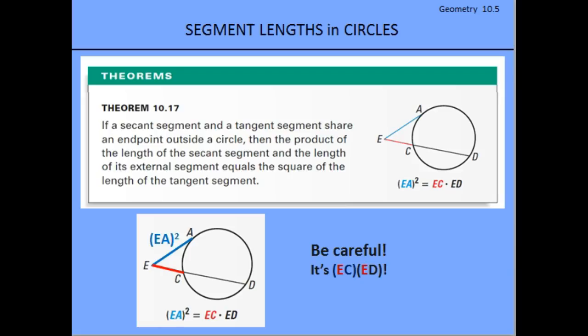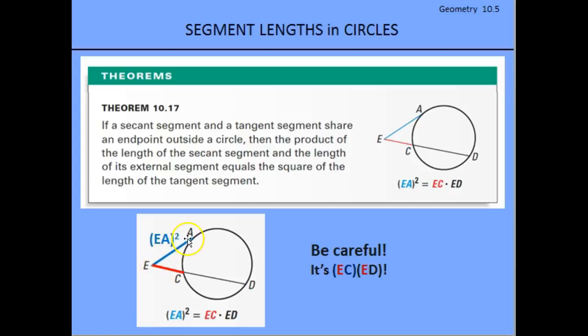Moving on. Another theorem, another rule. If a secant segment and a tangent segment share an endpoint outside a circle, over here, then the product of the length of the secant segment and the length of its external segment equals the square of the length of the tangent segment. Okay, again, a lot of words.